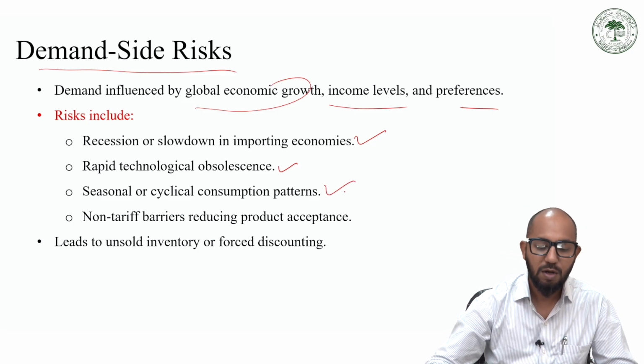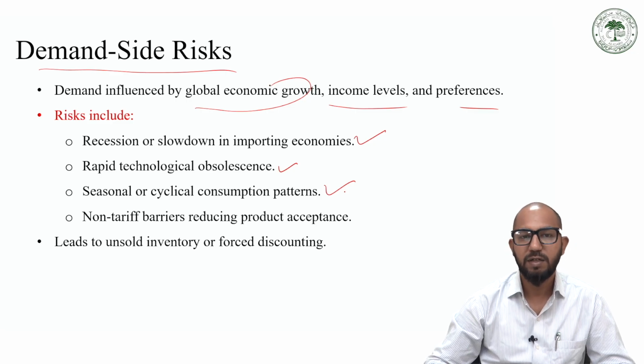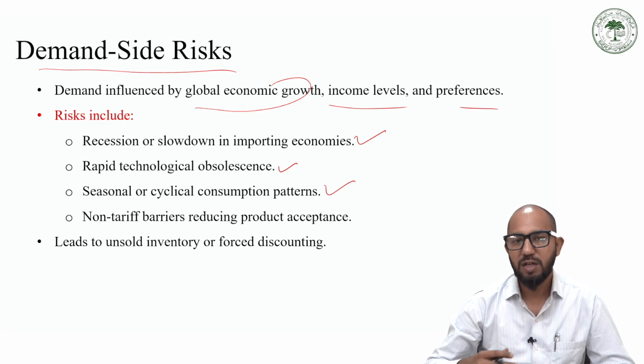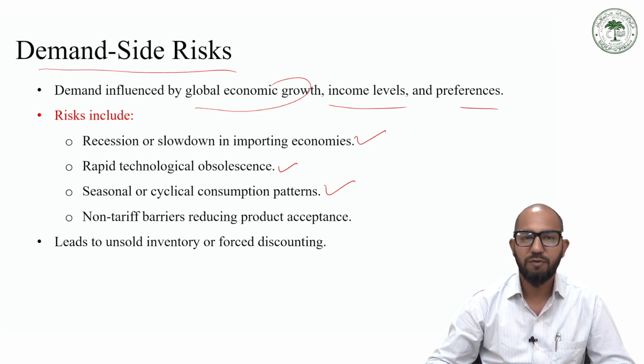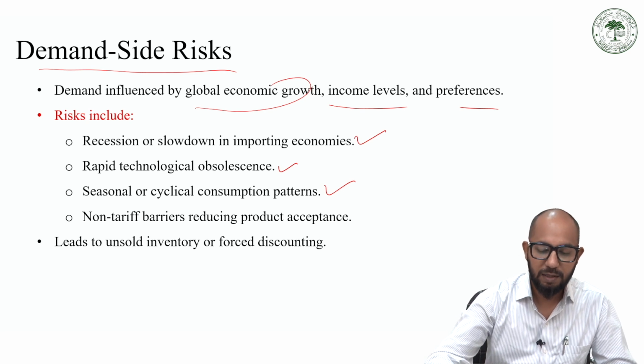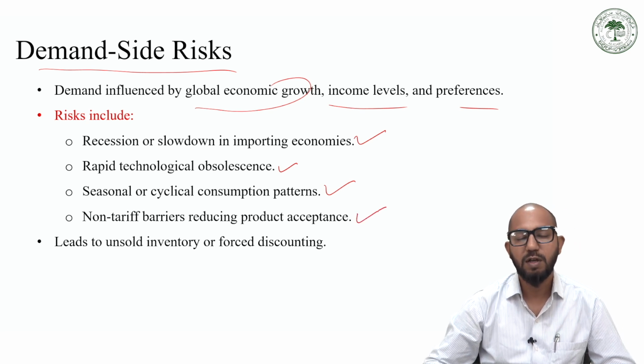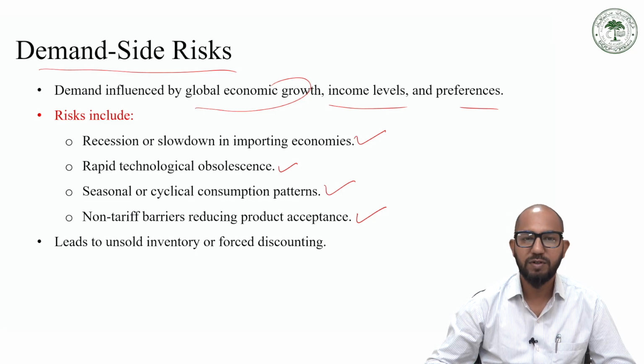Similarly, the seasonal or cyclical consumption pattern. Seasonal patterns mean, for example, demand in summers for winter clothing goes down, and cyclical consumption patterns also happen, like in the fashion industry. Things become old, then again they resurface in the fashion industry. And the third is non-tariff barriers reducing product acceptance. Different non-tariff barriers, such as quality concerns and sanitary and phytosanitary measures, etc., are also demand side risks.